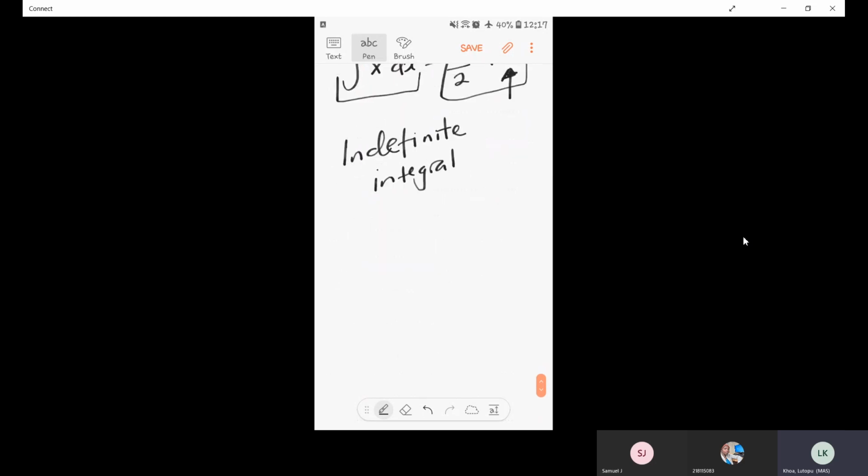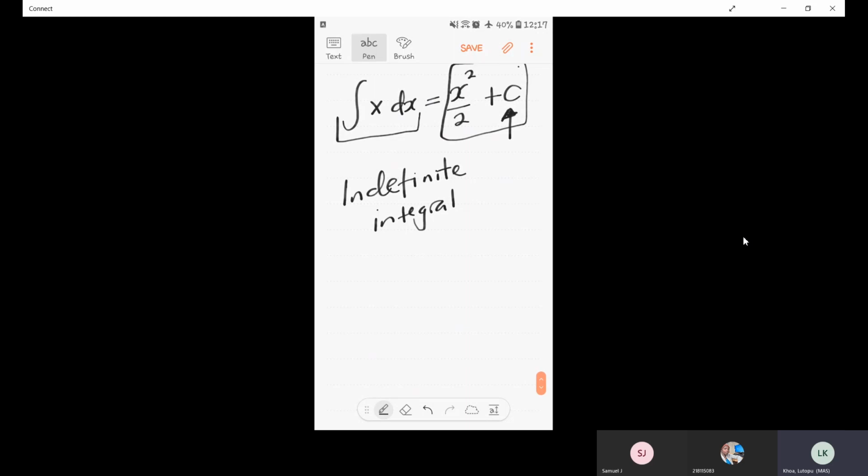So your solution is a family of curves. The C represents whatever constant you put there. So it's not just one answer. There are several. Some person will put 1, another person will put 10, somebody else will put 100, another person will put sine of 50, and so on. So it's not just one solution. There is more than one.